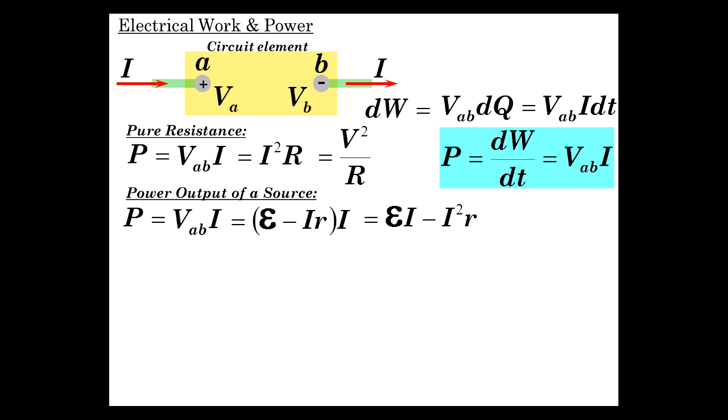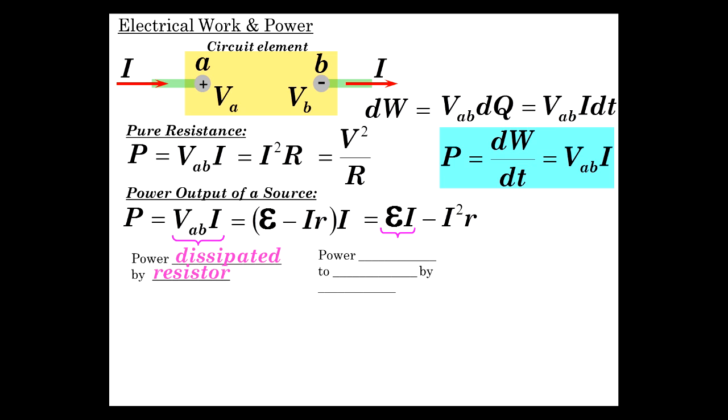We're going to break this apart a little bit. So this is EMF times I minus I squared R. What are these various things? V_AB I is power dissipated by the external circuit, or a resistor, say. EMF times I. Well, if you look at the internal of the source, the EMF is what it produces, times current passing across, is the total power that the source delivers. So power supplied to circuit by source. But when I say circuit, I mean the whole thing, including itself.